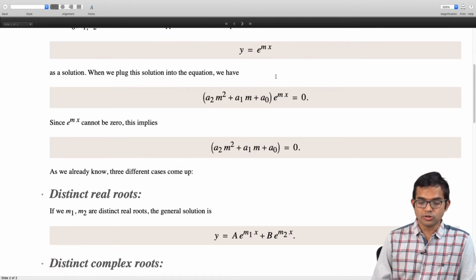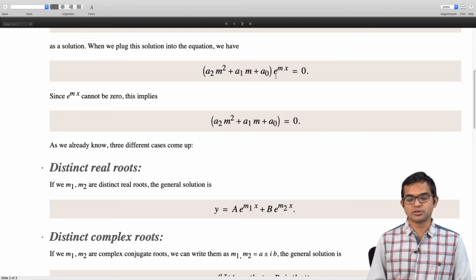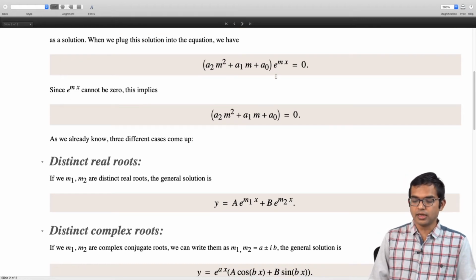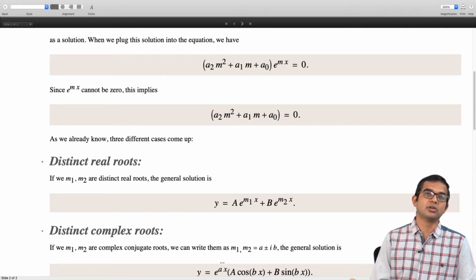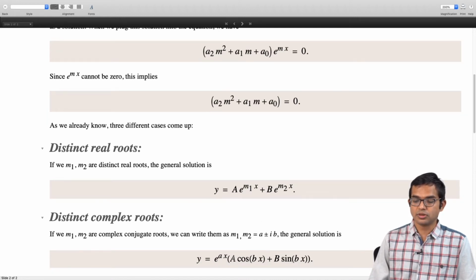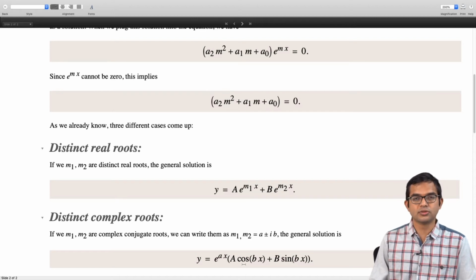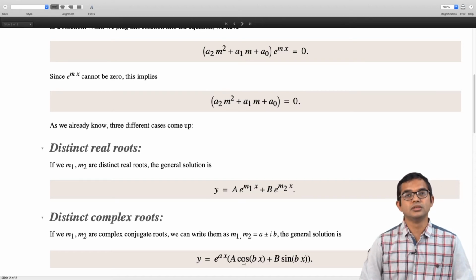Okay, so the second possibility is if you have distinct but complex roots. This is somewhat similar. In place of m1 and m2, you write a plus or minus ib, and it's the same solution, but it's convenient to pull out this e to the ax, because it is common to both these solutions. And so you can also, if you wish, write it as e to the ax times a cosine bx plus b sine bx. This is one of many different ways of writing down the same general solution.